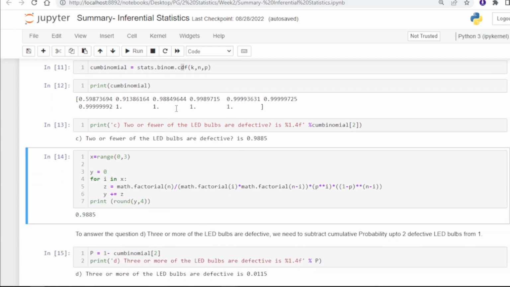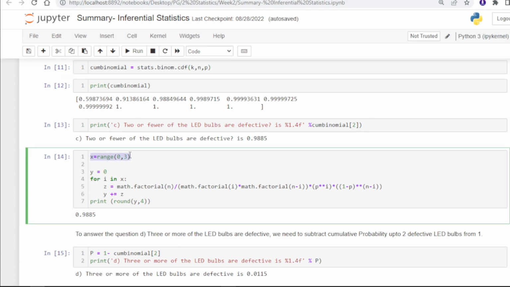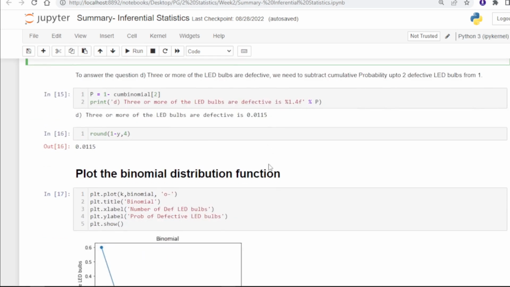Okay, and to get the same again for CDF, we have a different way to get it, right? Because the value could be from 0 to 2. So we have defined the range, that is at most 2. Okay, y is our 0. For each x in the range, it will calculate our CDF, right, and keep adding that into y. So at last we will get y, that is 98%, just what we got from the CDF function.